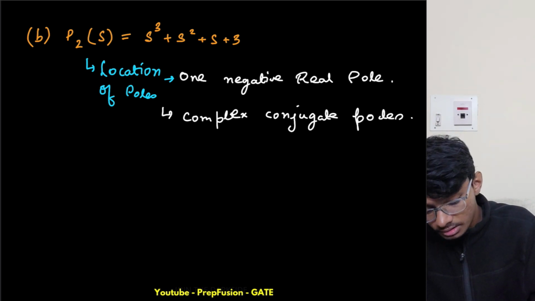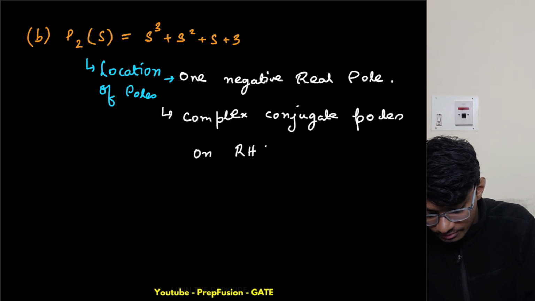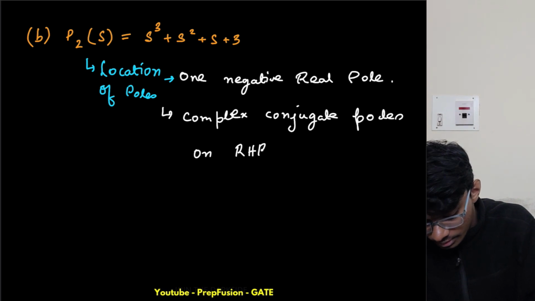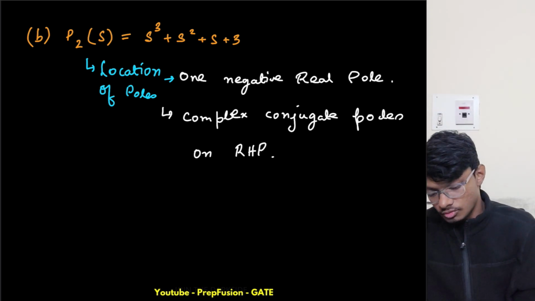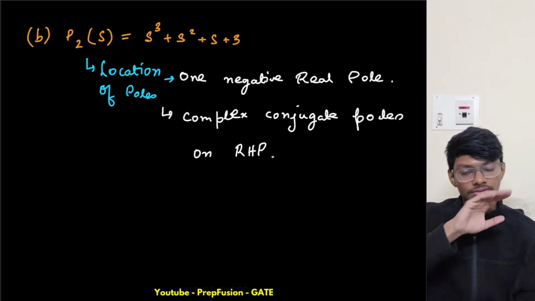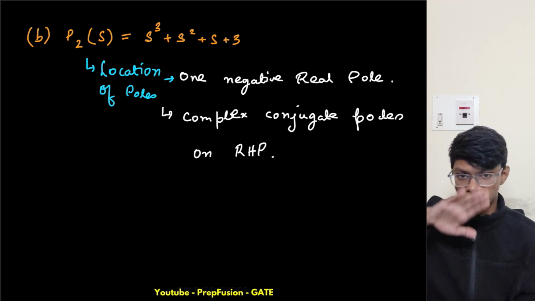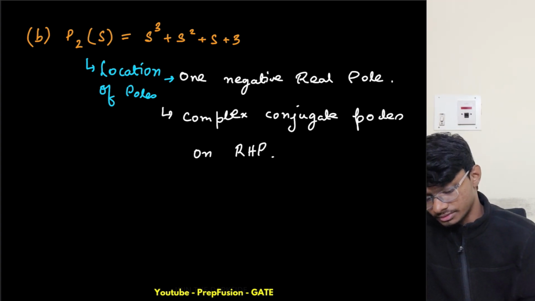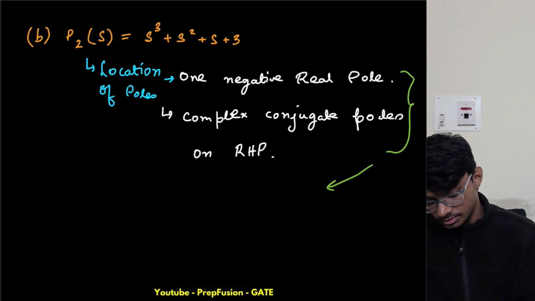The complex conjugate poles are on the right half plane, right? So is this Hurwitz? No, because 2 poles are lying on the right half plane. The system has become unstable anyway. But the Hurwitz criterion is that all the real parts should be in the left half plane. So this is not a Hurwitz polynomial.